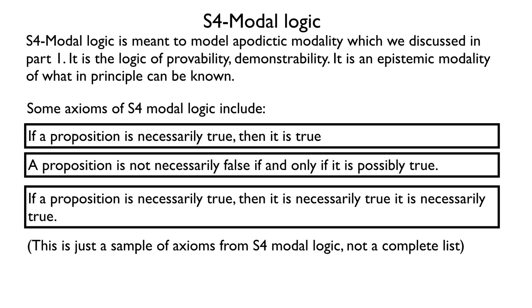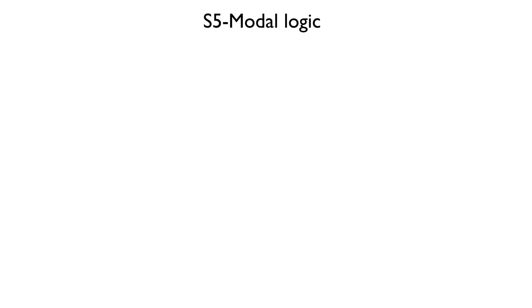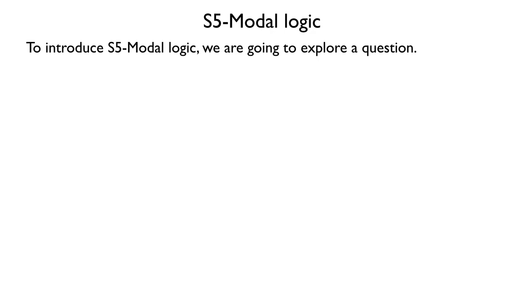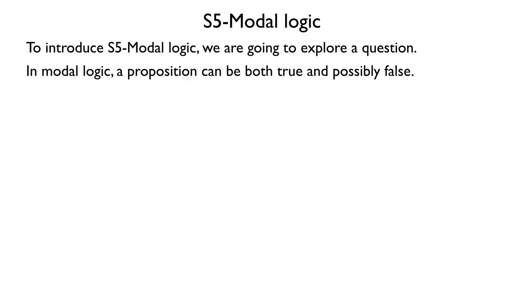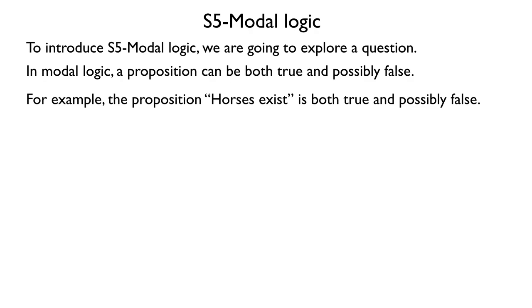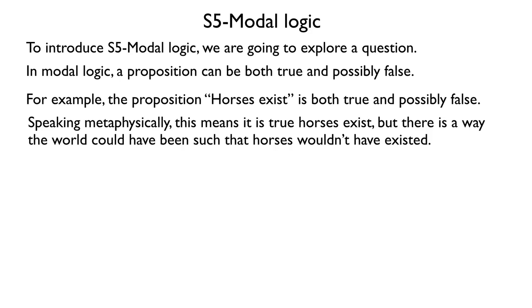Well, now let's go on to S5 modal logic. To introduce S5 modal logic, we are going to explore a question. In modal logic, a proposition can be both true and possibly false. For example, the proposition horses exist is both true and possibly false. If we're speaking metaphysically, this would mean that it is true horses exist, but there is a way the world could have been such that horses wouldn't have existed if the world had been that way.